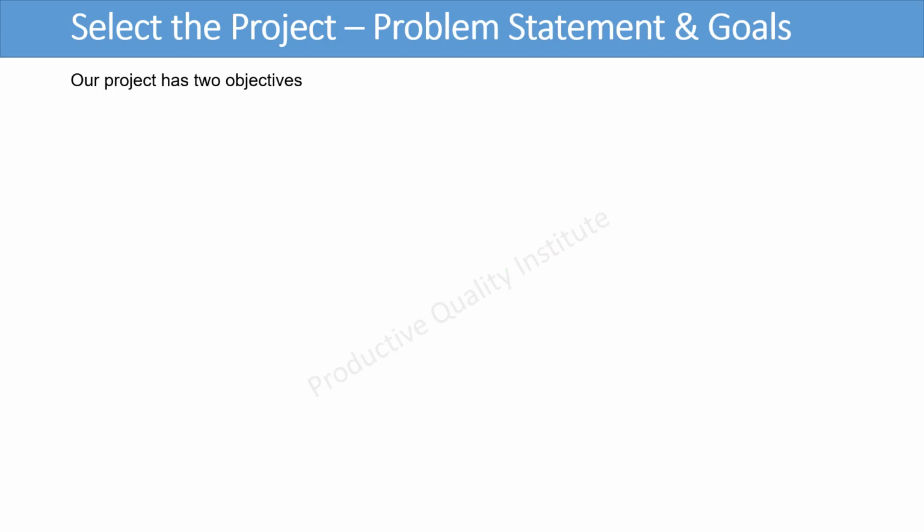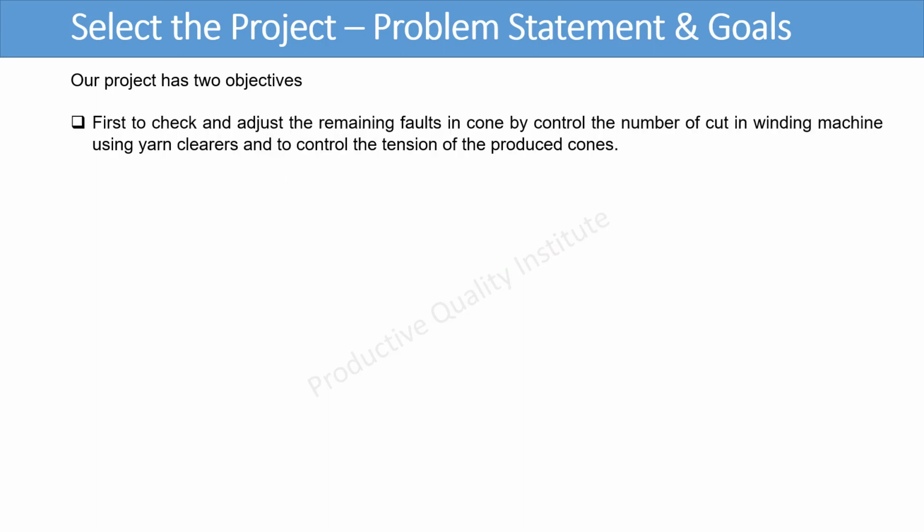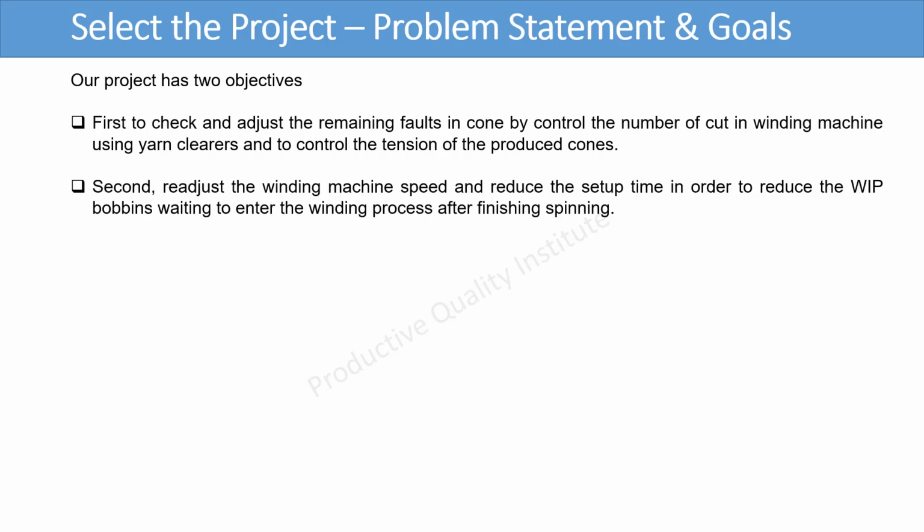Our project has 2 objectives. First, to check and adjust the remaining faults in the cone by controlling the number of cuts in the winding machine using yarn clearers, and to control the tension of the produced cones. Second, readjust the winding machine speed and reduce the setup time in order to reduce the bobbins waiting to enter the winding process after finishing spinning.